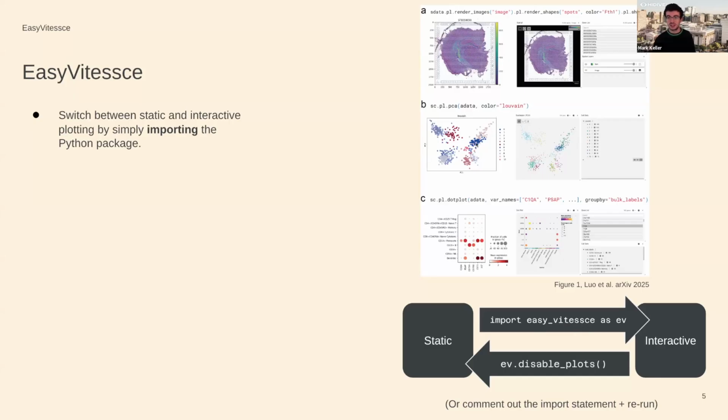So the static versions of the plots are on the left. These are what is currently produced by these plotting functions. And then on the right is a screenshot of the interactive version, and I'll show it in more detail in the next slides as well. But simply by importing this package, you would get these interactive versions here in the right column of this figure.